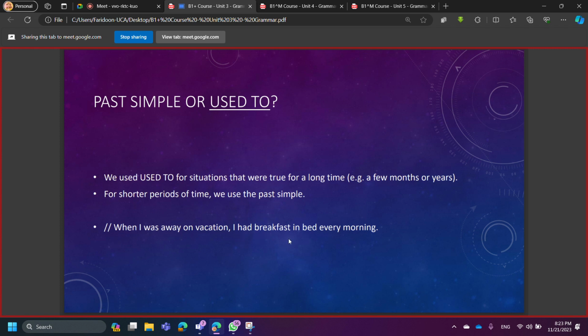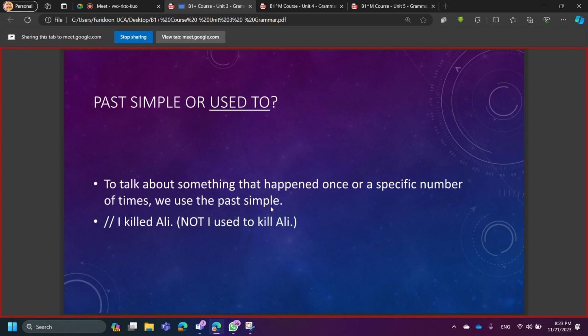You don't need to say "I used to have breakfast," even though it does give meaning. Okay. So remember, use "used to" for long time situations, and for shorter ones, use the past simple. And another thing that we should also know is that when you're talking about something that happened once in the past, or even it happened a specific number of times, we are using past simple.